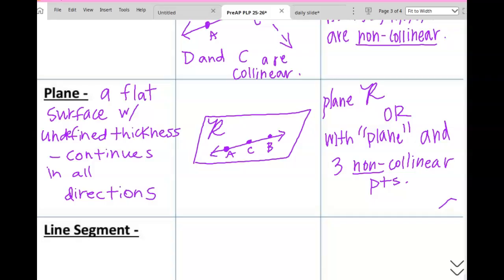What did you just write down? How do you name a plane? Three non-collinear points. But if they're collinear, you can't use them. So you cannot. Why? Because they are collinear. Can you name a plane with collinear points? No. So how many more points do I need? Just one more.